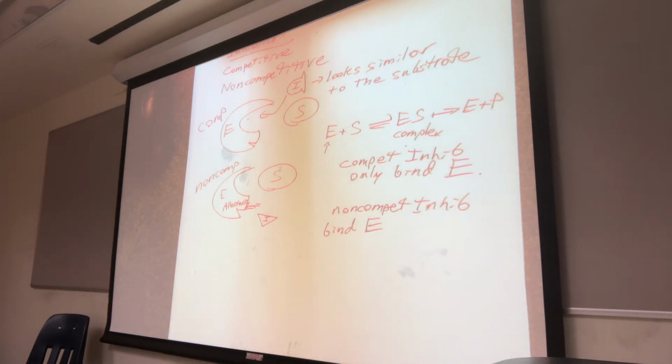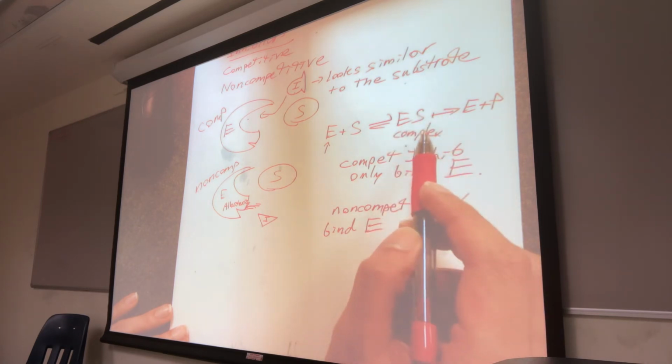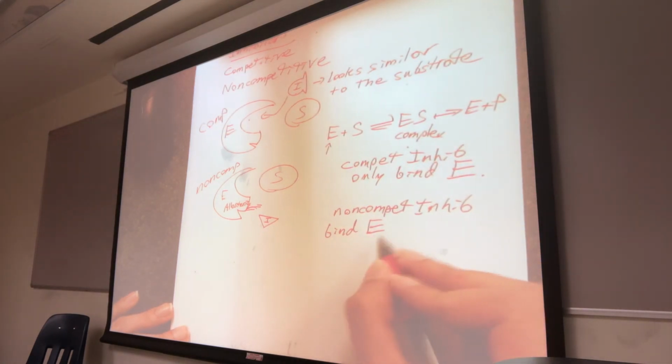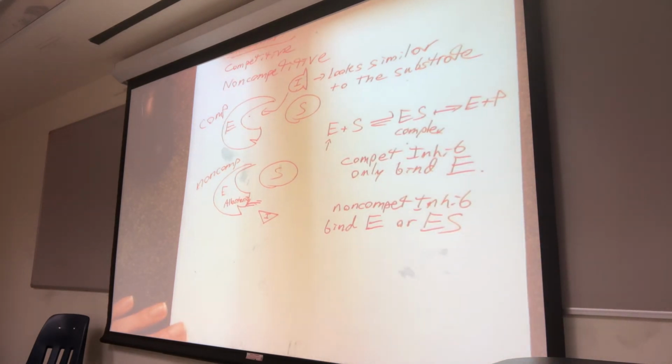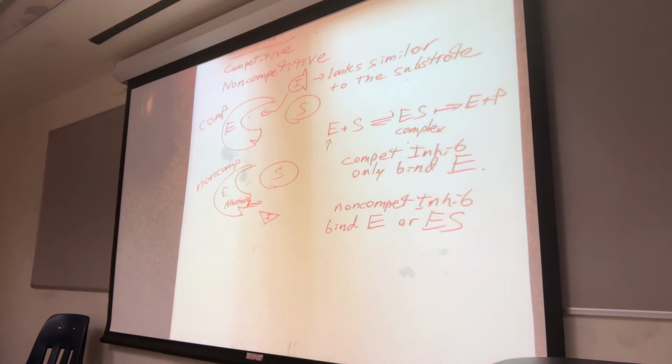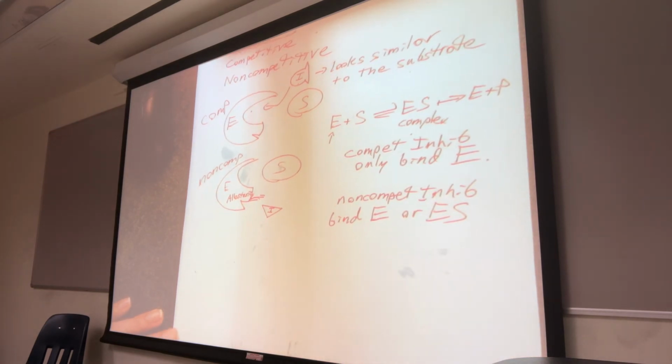Why? Well, the non-competitive inhibitor does not care about the active site. It doesn't care that the enzyme is already grabbed onto its substrate in this part of the diagram. Therefore, a non-competitive inhibitor can bind to the enzyme or the enzyme substrate complex. That gives it a little bit more flexibility. A non-competitive inhibitor, in fact, is probably going to inhibit enzymes more often than a competitive inhibitor because it has more options.